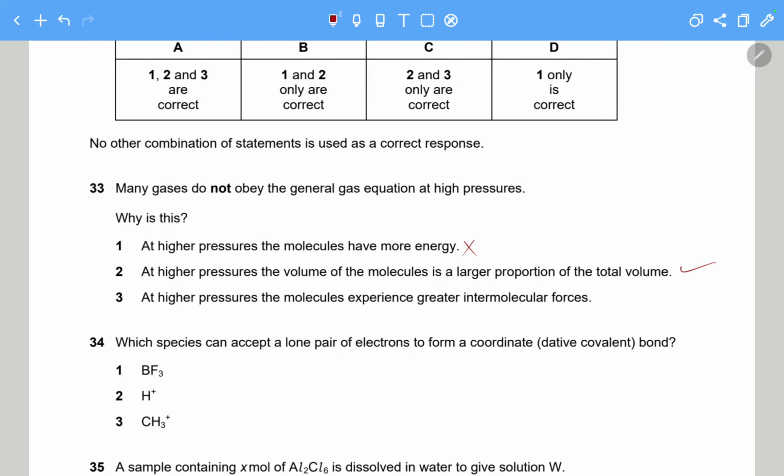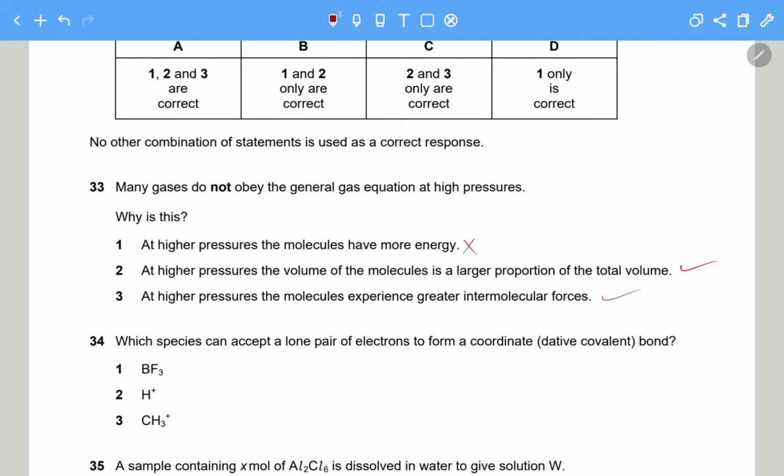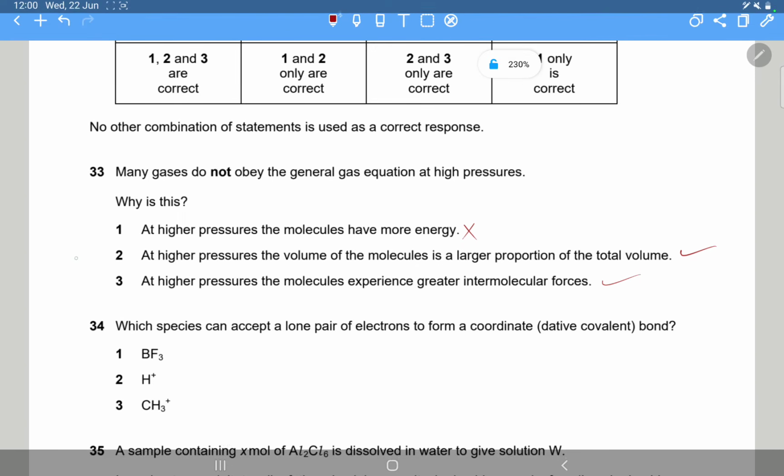Option 2, at higher pressures, the volume of the molecules is a larger proportion of the total volume. That's correct, because if you increase pressure, the gas molecules will come together, and therefore the total volume of gas decreases, but the volume of individual molecules is the same. So at high pressure, the volume of molecules will be a larger proportion of the total volume. And then option 3, at higher pressures, the molecules experience greater intermolecular forces. That's correct, because if they are closer together, there'll be greater intermolecular forces. So the correct answer is C.